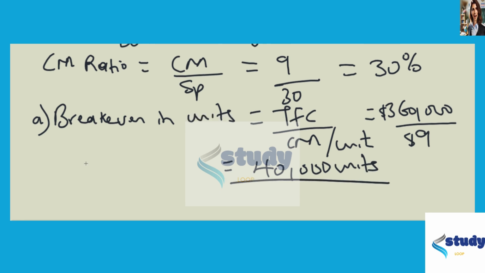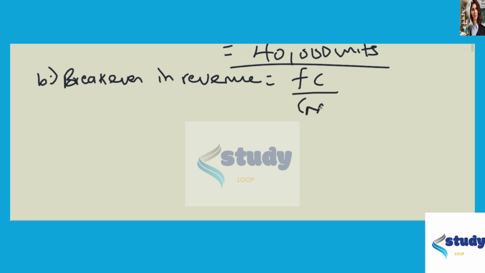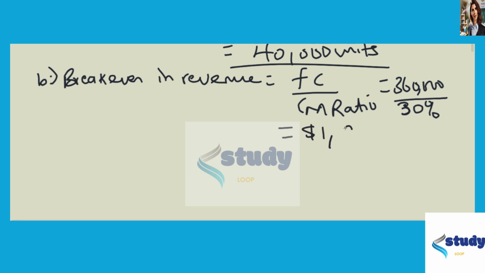And the B part of the question says the break-even point in revenue. So it's going to be a similar way to find that. So break-even in revenue will basically be the fixed cost divided by the contribution margin ratio. And this is equal to 360,000 divided by the contribution margin ratio, which is 30%, which we just found. So when you divide this, you're going to have 1,200,000, and that will be the break-even point in revenues.